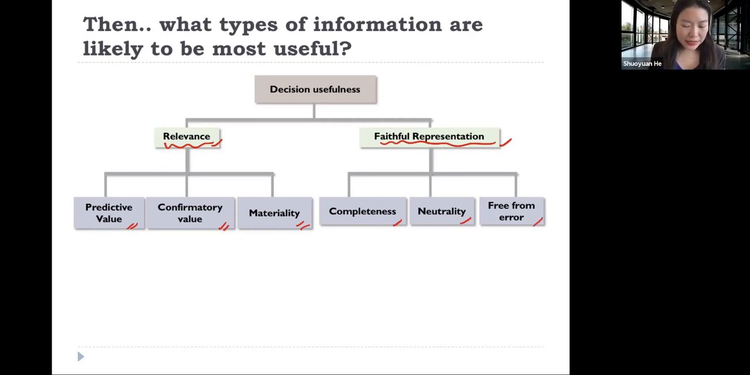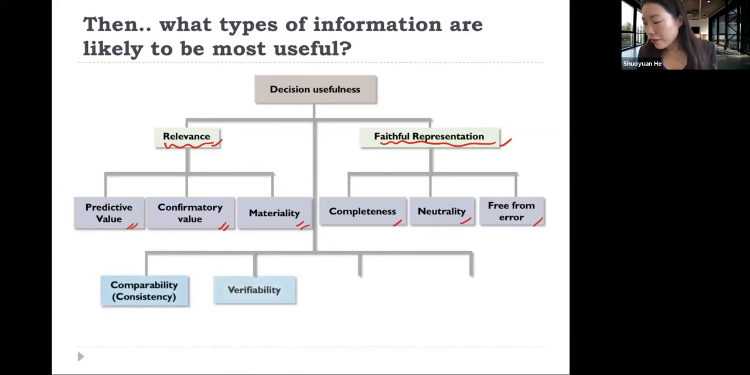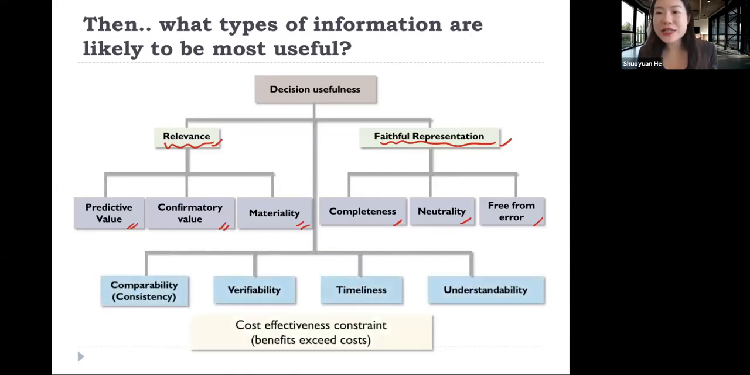So those are the key characteristics of useful information. And also, we have 4 enhancing characteristics: comparability, verifiability, timeliness, and understandability. So comparability basically means that it is both across firms and over time. If it is over time, it is called consistency.